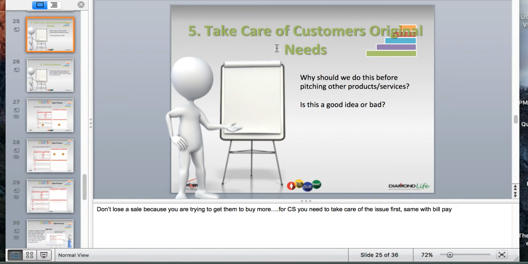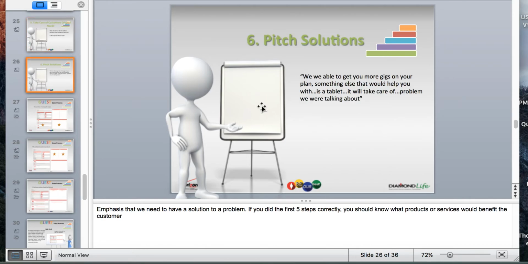Okay, step 5, take care of the customer's original needs. If your customer's coming in because they need to change their bill, change their plan, or pay their bill, and you start talking about phones without taking care of their problem, you're going to see frustration in your customer. They're not going to be engaged in your conversation. So it's really important that we take care of the customer's needs first.